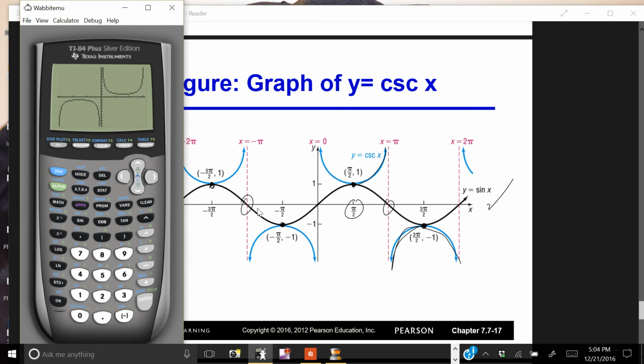And now we have a full period. Let's go and show twice as many. Let's go minus 2 pi to plus 2 pi. And now you basically will see what you see on the graph here. And the period is 2 pi.